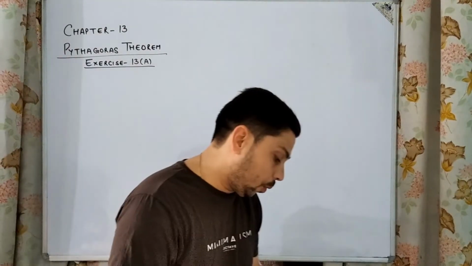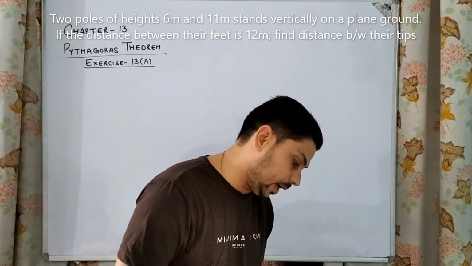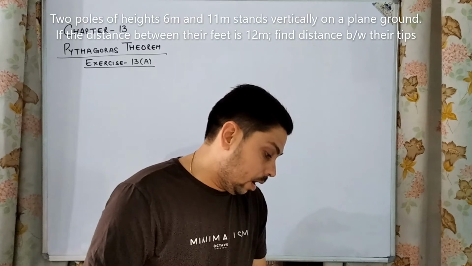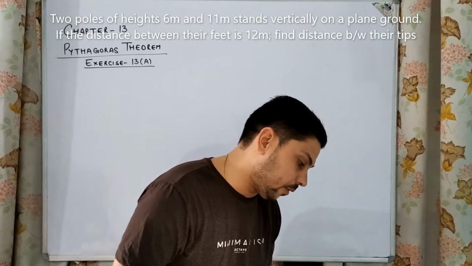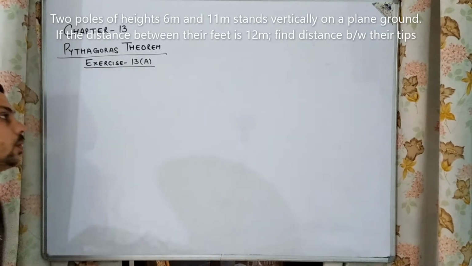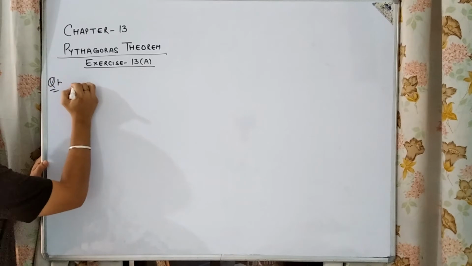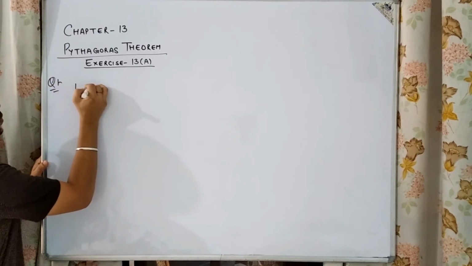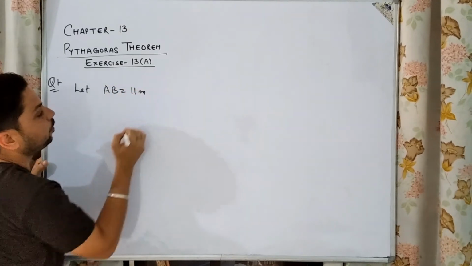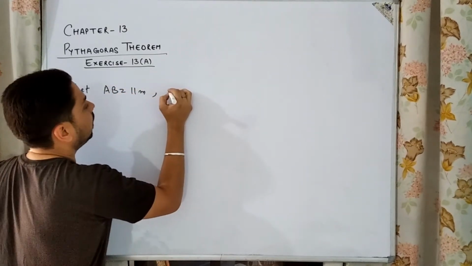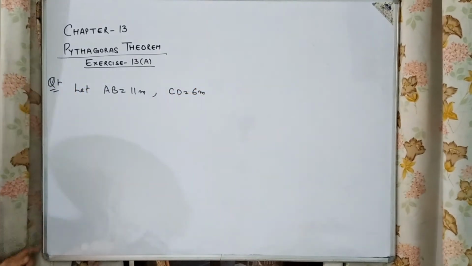Two poles of height 6 meter and 11 meter stand vertically on a plain ground. If the distance between their feet is 12 meter, find the distance between their tips. First, we have two poles. Let AB is equal to 11 meter be one pole, and CD is equal to 6 meter be the another pole here.